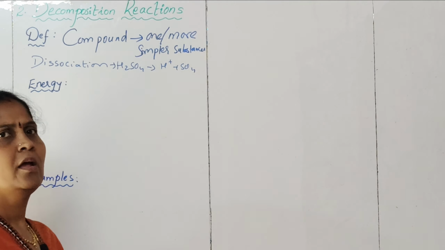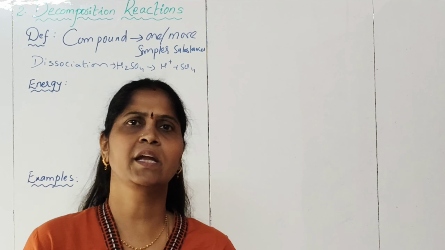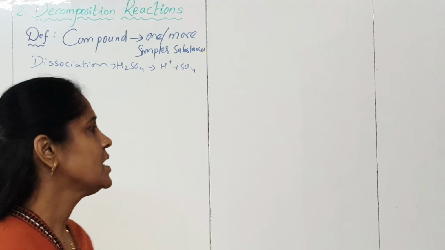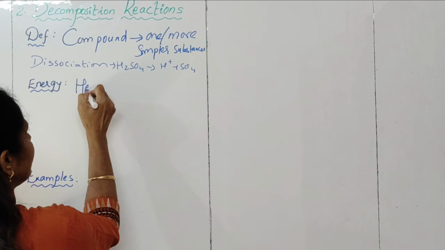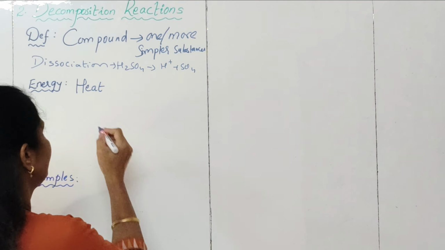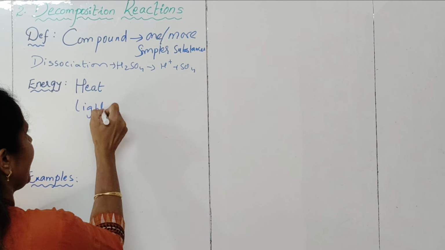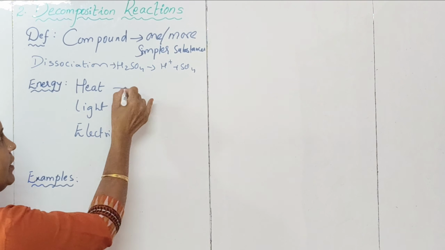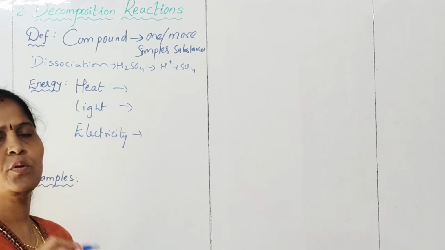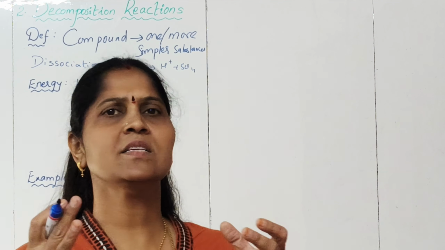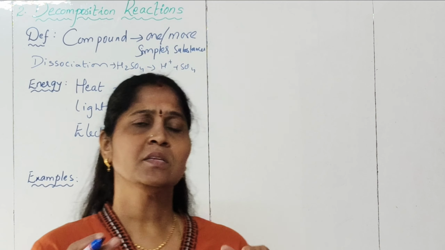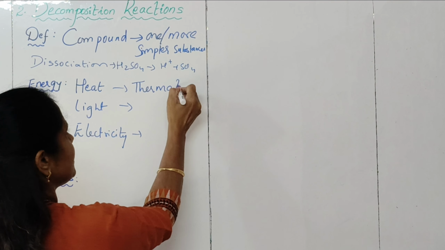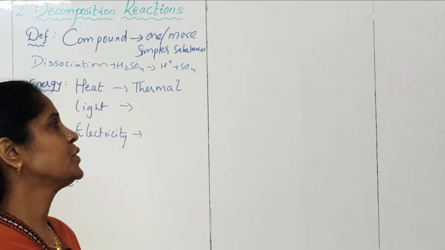Moving on, to break something, energy is always needed. So what is the energy that helps in this breaking down process? The different forms of energy can be heat, light, or electricity. These are the three main sources of energy used for the breaking down process during the decomposition reaction. If heat is the source of energy for decomposition, such decomposition reactions are called thermal decomposition reactions.